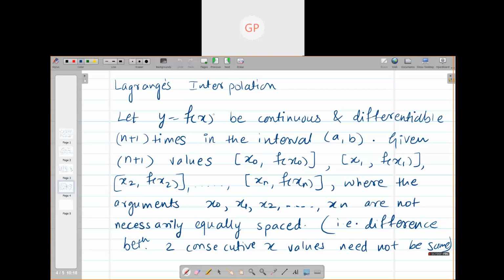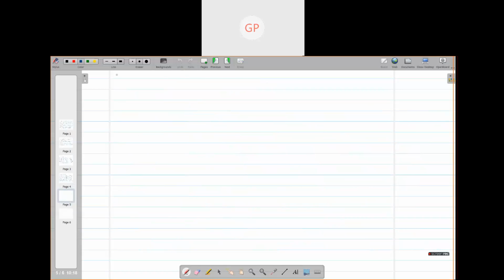So this formula has a longer expression, okay? But it's very easy to use. The working rule is very easy. You just need to write long expressions. Yeah.